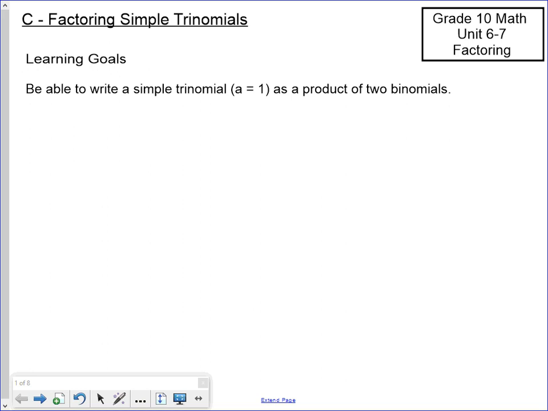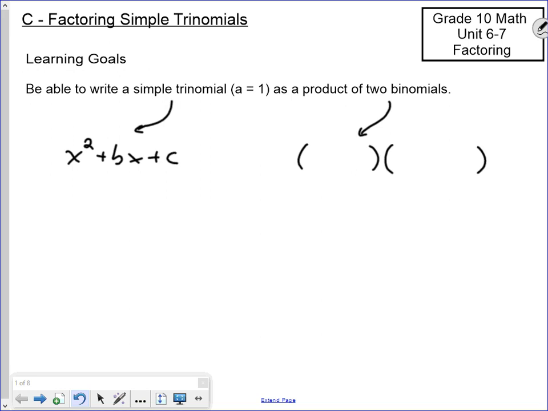All right, this lesson is factoring simple trinomials. So what we want to be able to do by the end of this lesson is be able to write a simple trinomial. Now, what do we mean by a simple trinomial? A simple trinomial would be something like x squared plus bx plus c, where b and c are both numbers. Ordinarily we would have an a out here, but in simple trinomials, the a is just 1, so we don't often write it. So we want to take something that looks like that, a simple trinomial, and write it as a product of two binomials.